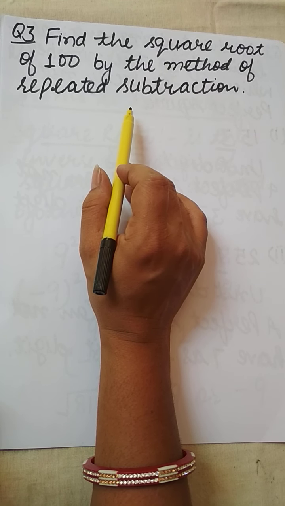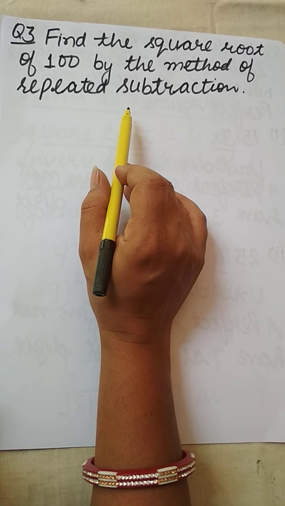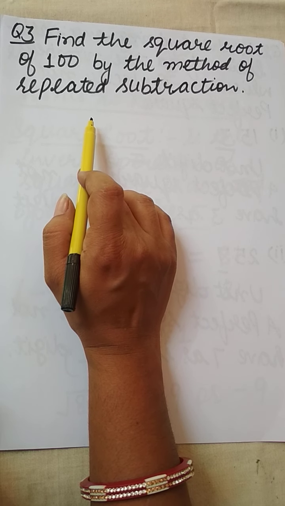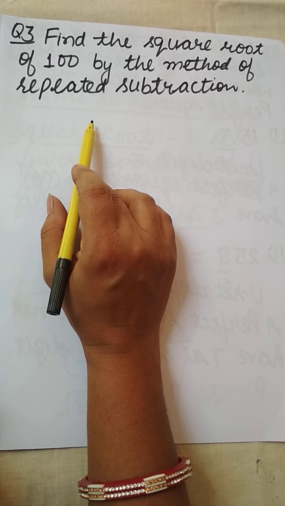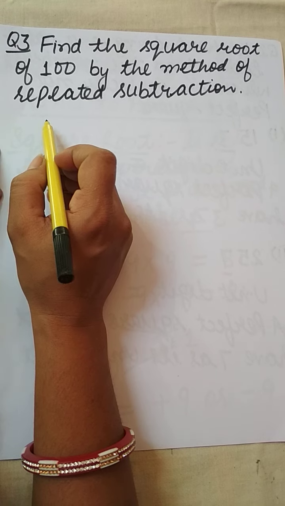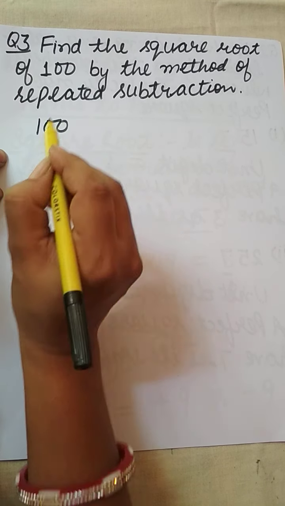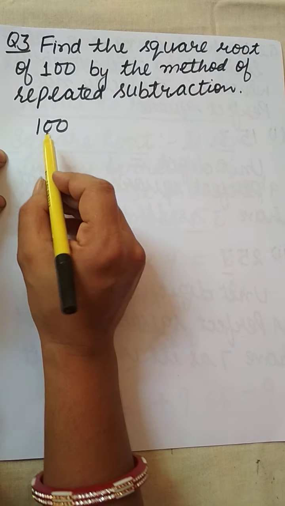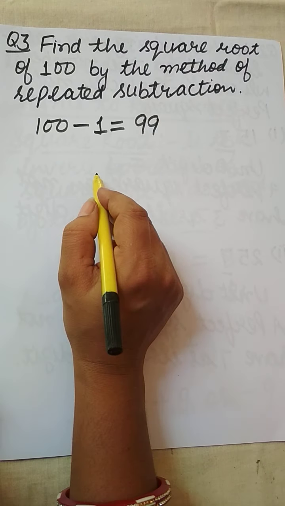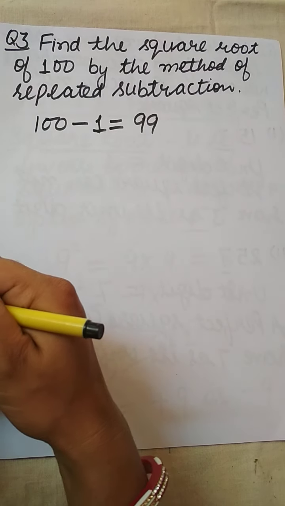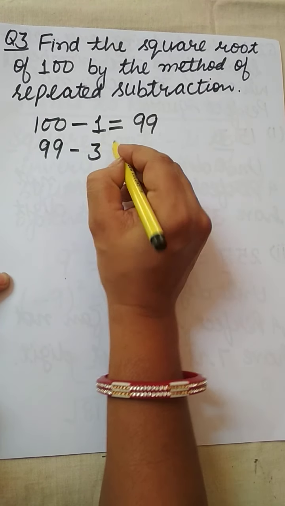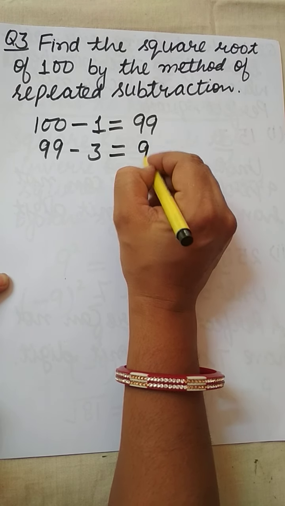Now what we will do in this method, we will subtract consecutive odd natural numbers starting from 1 until we get the answer 0. Now I will find the square root of 100. Now I'll subtract 1 from 100. It will be 99. Next odd natural number is 3. 99 minus 3 is 96.